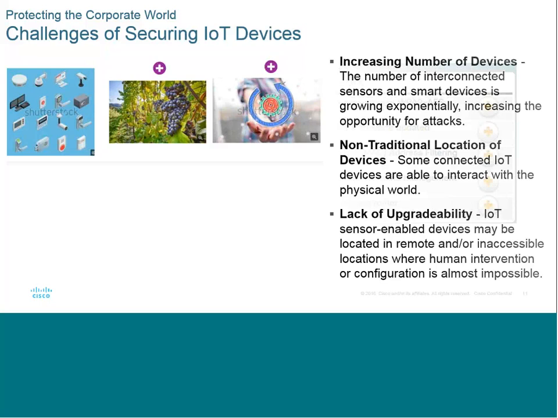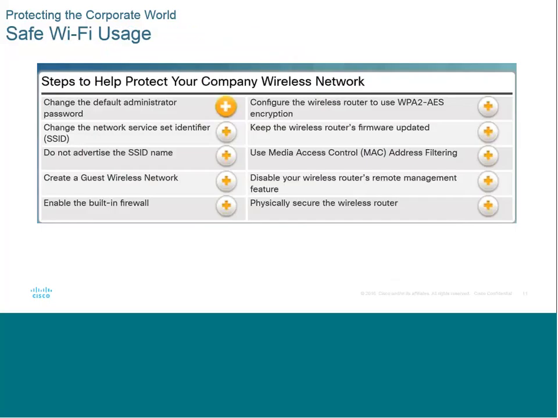So here are safe Wi-Fi usage steps to help protect your company wireless network. What are the steps by which you can secure your company wireless network? Change the default administrator password. When we are talking about the wireless access point, it has an administrator username and password. We must change the default username and password on the device.